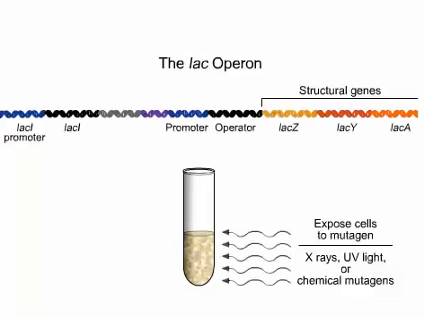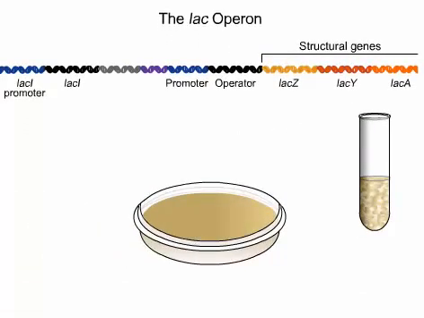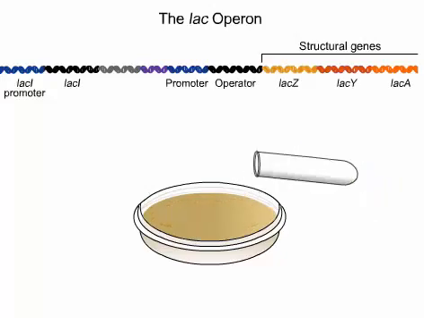They exposed E. coli cells to X-rays, ultraviolet light, or chemical mutagens, which mutated E. coli's DNA at random positions on the chromosome. Next, the investigators spread the bacteria onto master plates to propagate the cells. The medium on these plates was complete. It contained a variety of compounds that would allow any of the mutants to grow. Each cell divided repeatedly to form a visible colony of bacteria on the plate. All the cells in a colony were genetically identical.